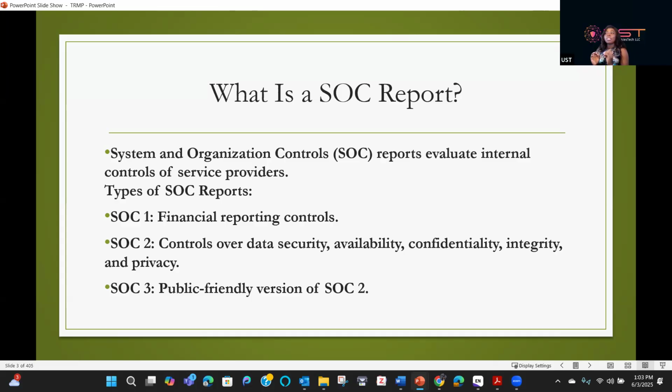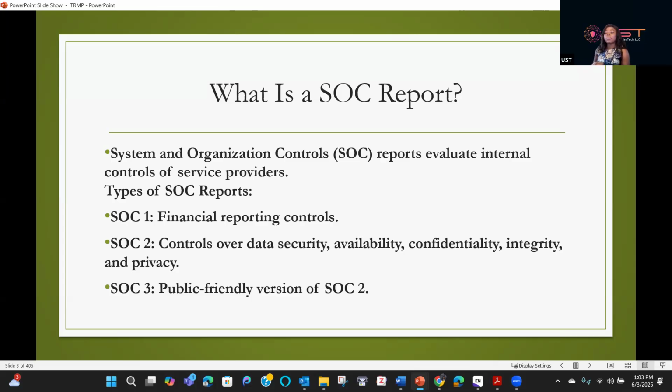So talking about that, there are three different types of reports. We have a SOC 1 report that has to do with financial reporting controls. We're not going to touch on financial because we are on the security side, but SOC 1 is financial related. We have a SOC 2 report. This covers controls over data security, availability, confidentiality, integrity, as well as privacy. Actually, it has a subset of the CIA triad, where you have confidentiality, integrity, and availability, and they also make mention of privacy as well as data security, right?